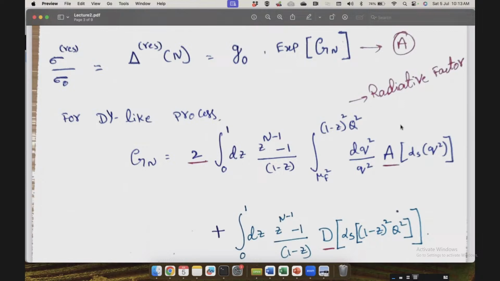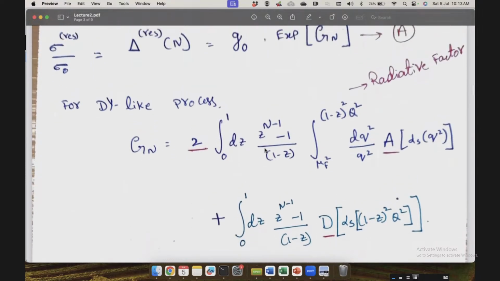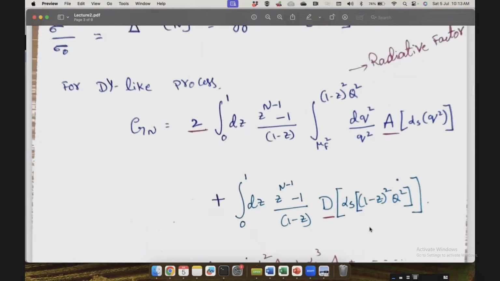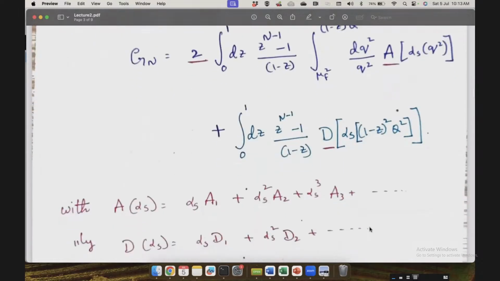Very famous thing. And then, the Gn also has an additional contribution involving the Mellin transformation of another class of contributions, like A of alpha s in the first term. In the second term, we have the D of alpha s. What are these A of alpha s and D of alpha s? These are again perturbatively calculable quantities. So A of alpha s, I can simply expand it as a series in perturbation theory, like alpha s times some unknown constant plus alpha s squared times some unknown constant, alpha s cubed times A3.